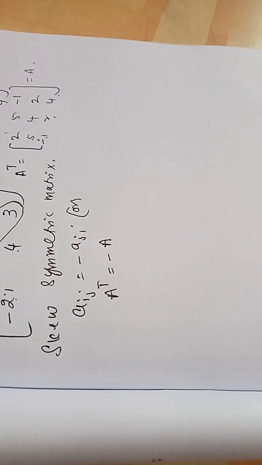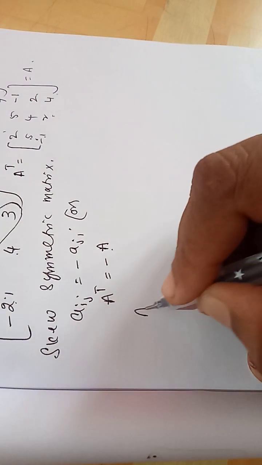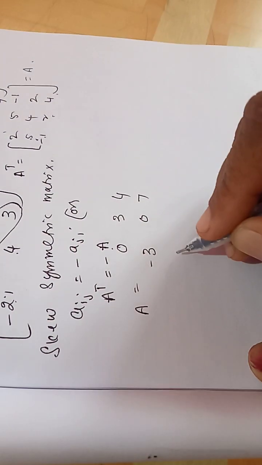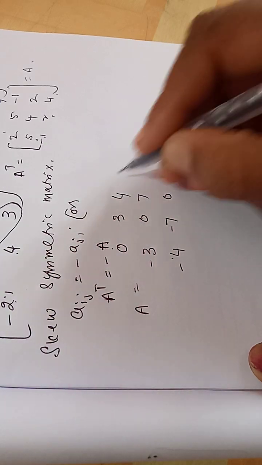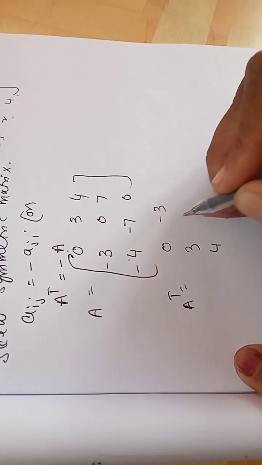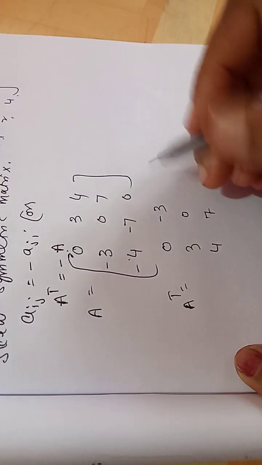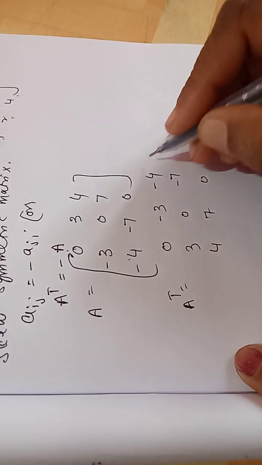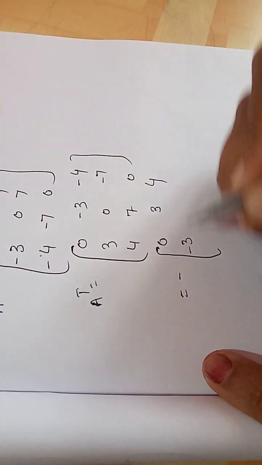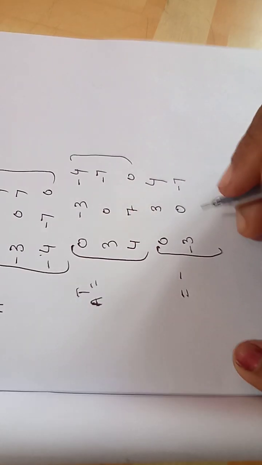Now in a skew symmetric matrix, A transpose must be equal to minus A. Let us take one example now. A equal to 0, 3, 4, minus 3, 0, 7, minus 4, minus 7, 0. Let us see. First let us write the A transpose of this: 0, 3, 4, minus 3, 0, 7. What we did? Rows as columns. Minus 4, minus 7, 0. Now I will take minus common. What I will get? 0, 3, 4, minus 3, 0, minus 7.